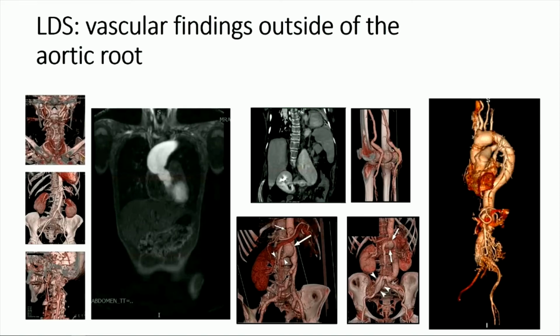She had very rapid progression of ascending and arch enlargement after that. We can see aneurysms in other blood vessels. So you can see aneurysms in these popliteal arteries behind the knees and vessels going off to the kidneys and the SMA. And then this is a nice picture of a dissection propagating all the way down the aorta.